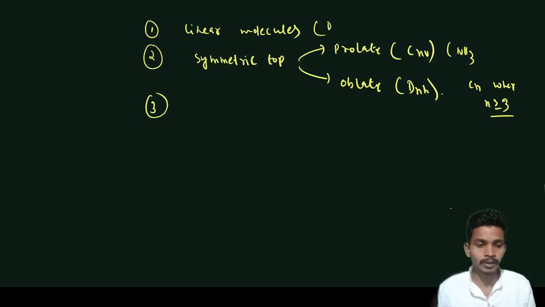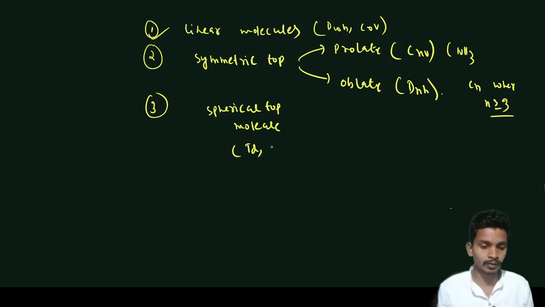The next type is linear molecules. Among point groups, we know that D infinity H and C infinity B, all these types of molecules fall in the linear molecules. Then the other is spherical top molecules. Here all the molecules with highly symmetric point groups like TD, octahedral type point groups, will fall in spherical top molecules. Examples are CH4, SF6.